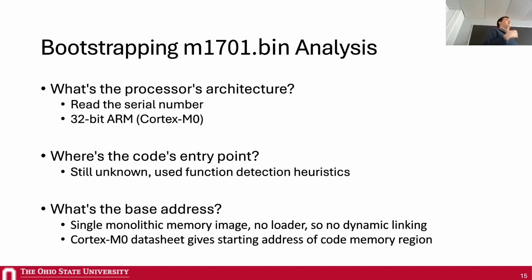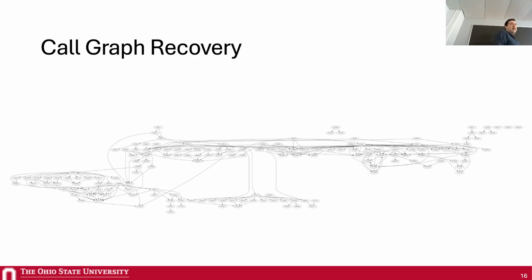And then in terms of the base address, this we also never truly figured out, but because we had the data sheet for the processor, we knew where in memory the code region was. So we just plopped the firmware down at the start of the code region and basically just gave it a shot. And what we ended up with was a call graph like this.